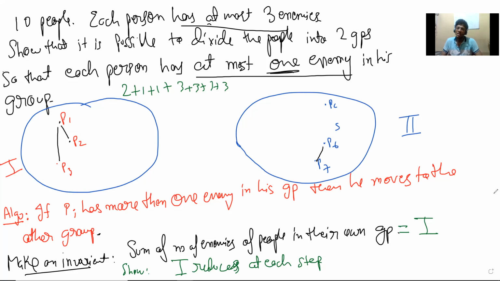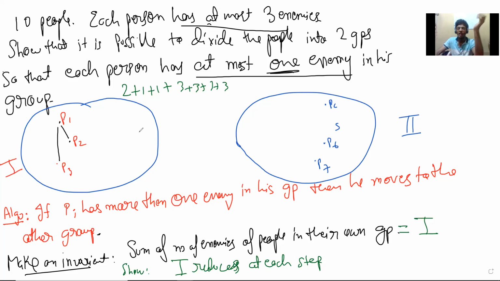If it's 1, then it's very good, right? But the point is that I always reduces at each step. That's what you have to prove. It will not reduce by 1, but you have to show that if there is someone who has more than one enemy in that group, then making a move, I will reduce. But I cannot keep reducing. It's a natural number.